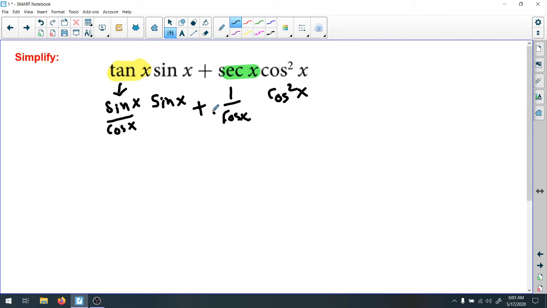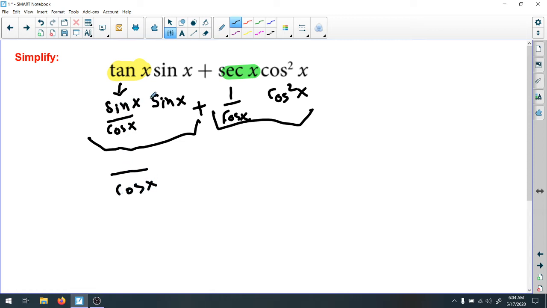So you have two items here. Look at it. Sine over cosine times sine, and here's 1 over cosine times cosine square, over cosine. So we have two terms, both of them have a denominator of cosine x. Cosine x is the common denominator. So cosine x here.